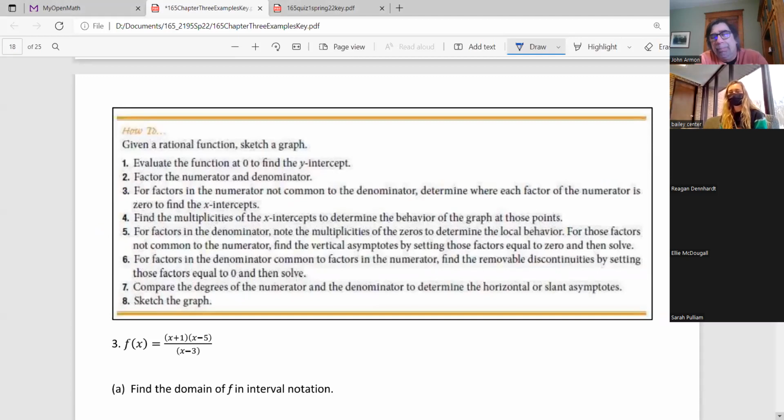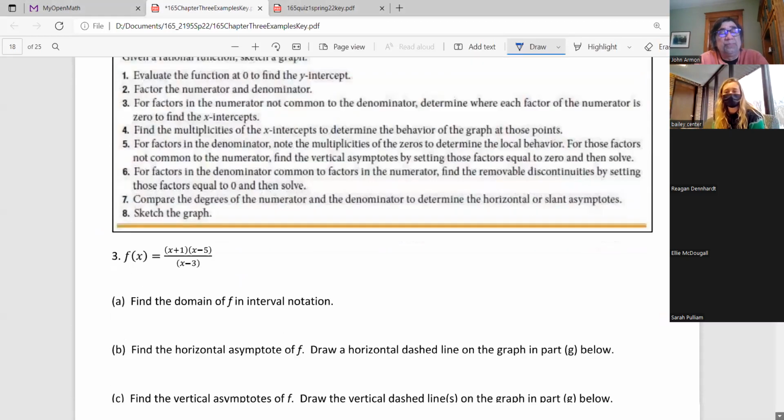Okay, so just some guidelines when you're trying to sketch these by hand. I've already talked about them. Evaluate the function, find your intercepts, factor your numerators and denominators, get your domain, get your vertical asymptotes. Multiplicities of zeros come into play here as well, because if there's a repeated factor, it's going to look like a parabola at that x-intercept. The only difference here now is we have to include the asymptotes as part of our graph.